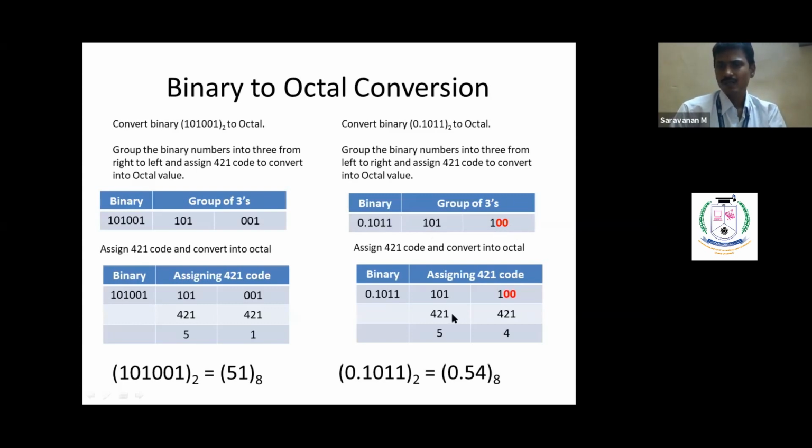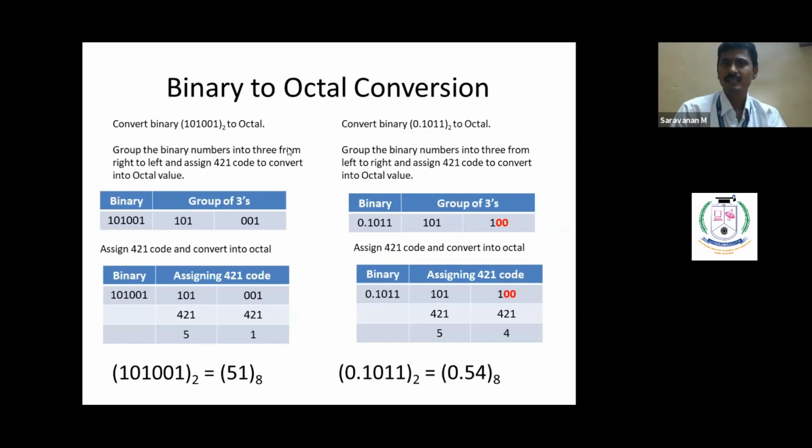Now convert this into the corresponding octal number using your 4 2 1. Wherever 1 is there, sum it up. Here 1 is there, so 1. Here also 1 is there, so just add. So 4 plus 1 is going to be 5. For this one, it is only 1 in the first position, so it is 4. So this is one thing.